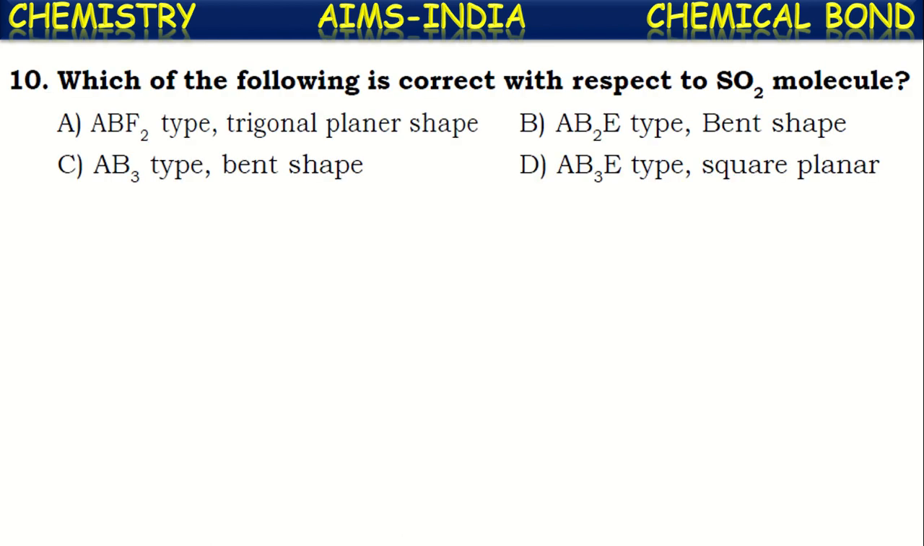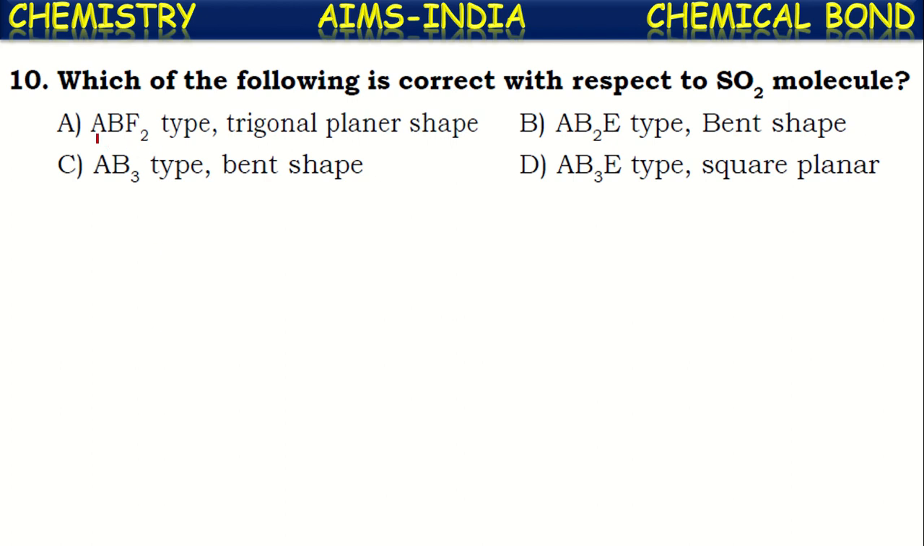Which of the following is correct with respect to the SO2 molecule? So they're asking what type of bonding exists in the SO2 molecule according to valence shell electron pair repulsion theory. To predict the shape of the molecule, we have to first understand how many bond pairs of electrons and how many lone pairs are there on the central atom, so that we can predict its shape. Based upon that, it is given in the question here.